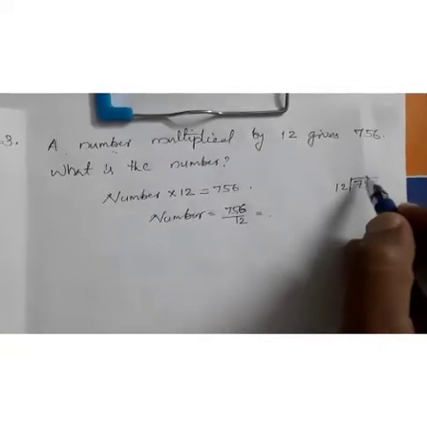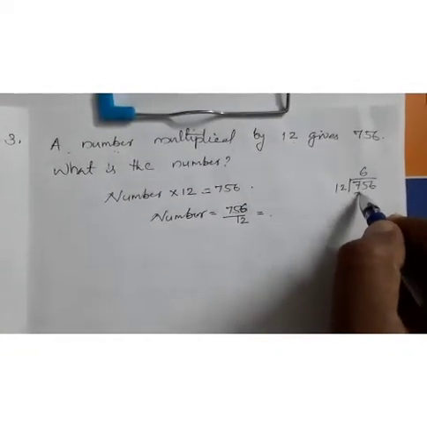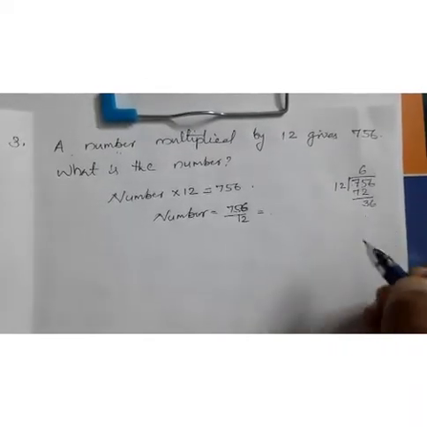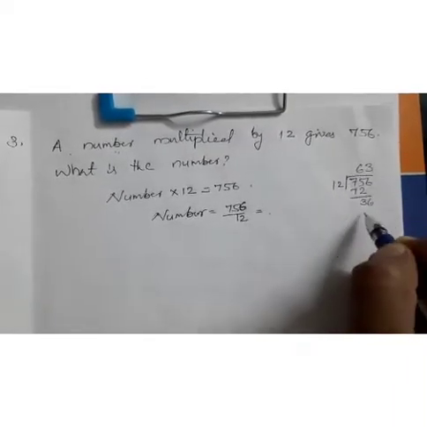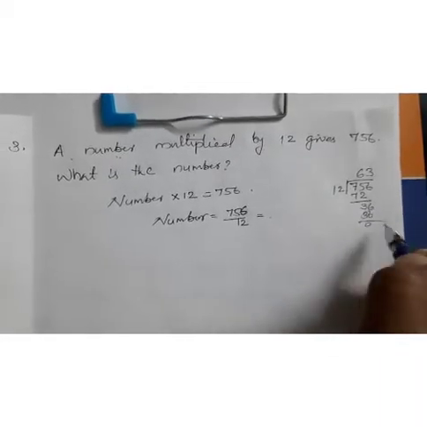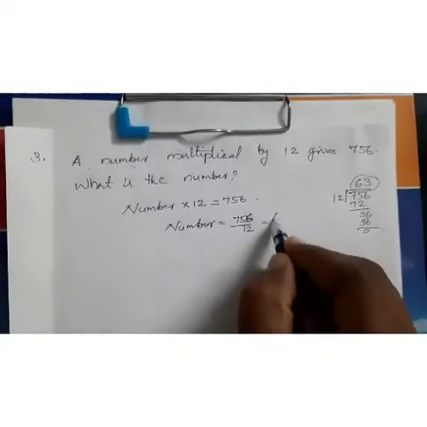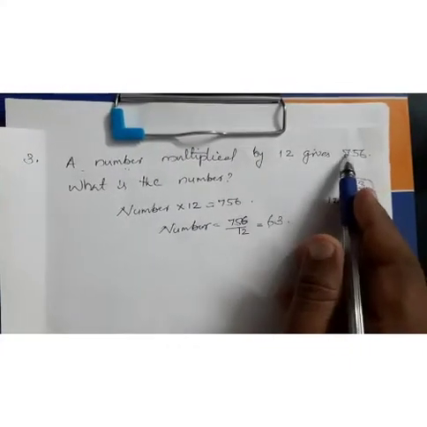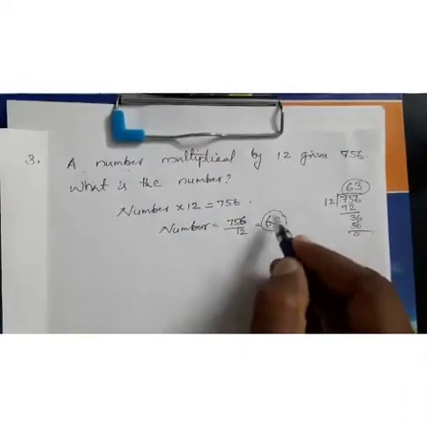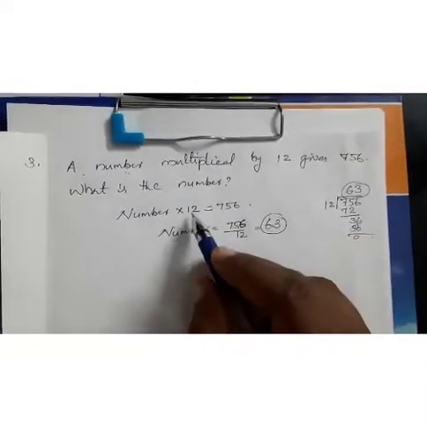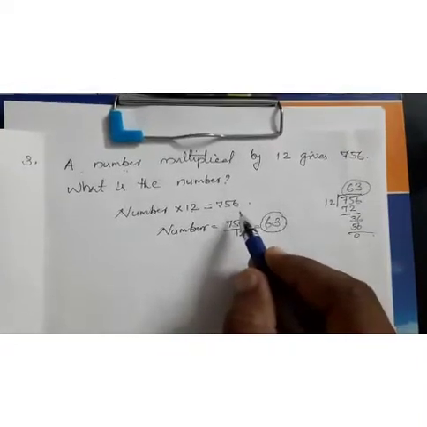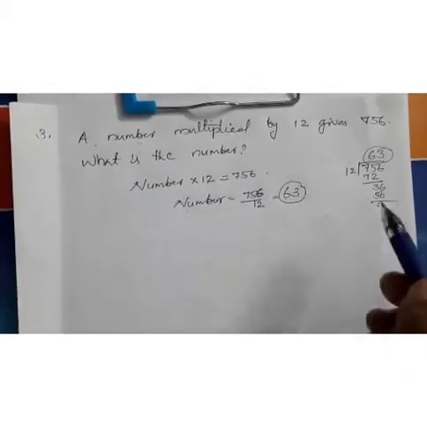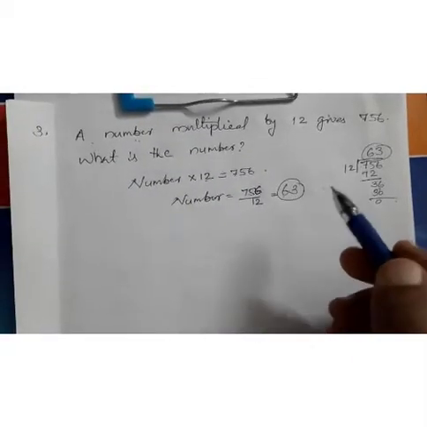756 by 12. 12 7s are... 7 6s are 72, so the remainder is 3, 36. 12 3s are 36. So the answer is 63. So the number multiplied by 12 gives 756, and the number is 63. If you multiply 63 by 12, we will get 756. The same question you can do in another way also; try to do it.